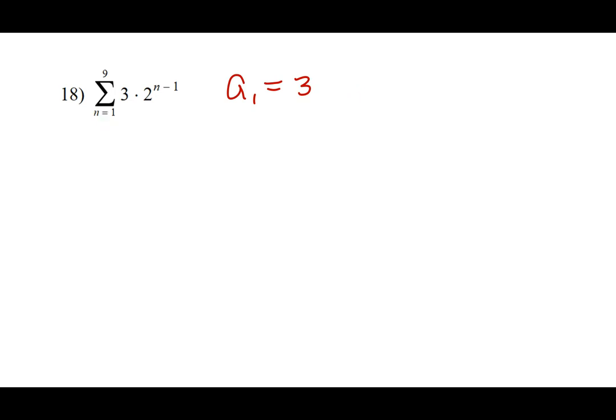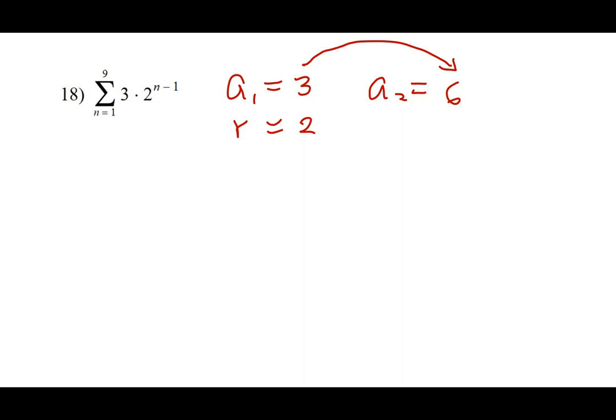And then to get R, there's an easier way, but just to make sure that you always get the right answer, just plug in the second term. So a sub 2, and then you figure out what you have to multiply to get to the second term. So that will give you the R. If you plug in 2 into the n, you're going to get 3 times 2 to the 2 minus 1 power. If you work that out, that's going to be a 6, which means 3 times what gives you 6? Well, 3 times 2, so R equals 2.